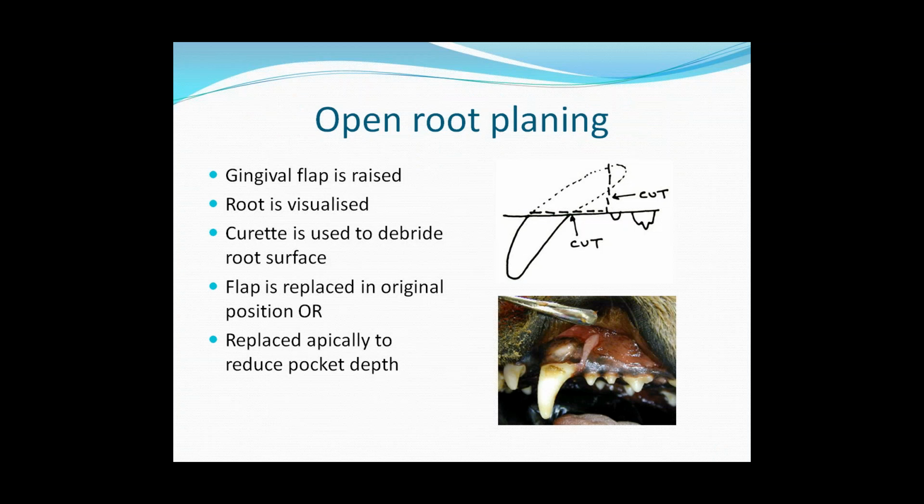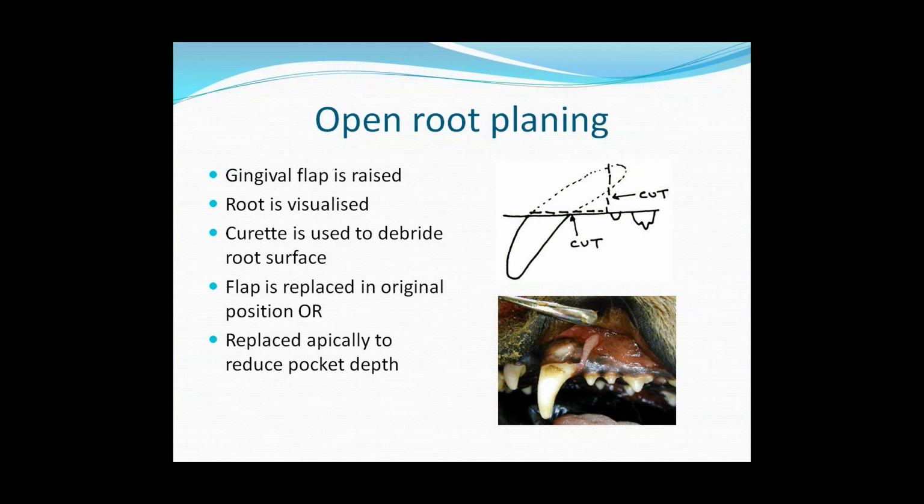Now, if you're unable to clean the pocket properly, you don't feel you've done a very good job of cleaning the pocket, you feel if you put a probe under there that it's still a bit rough and you actually want to see what you're doing, in other words, to do a better, or a more efficient, job of cleaning the tooth, then what we would do is we'd do what's called open root planing.